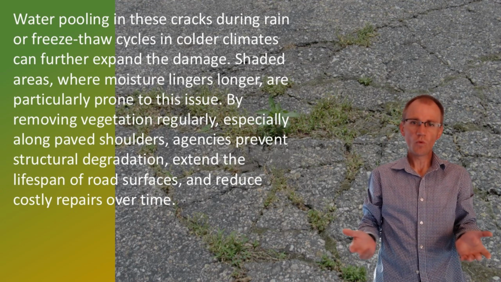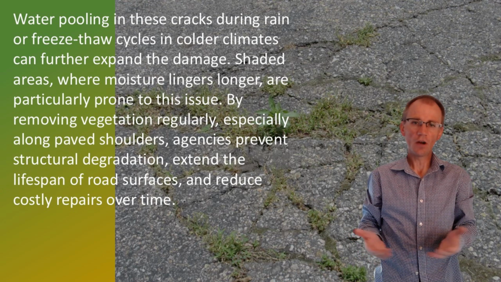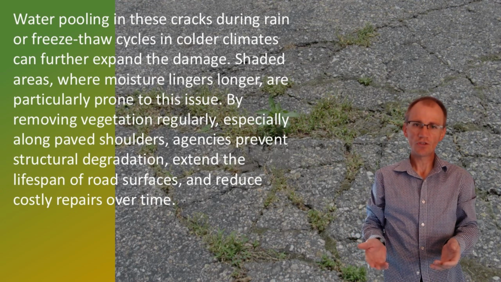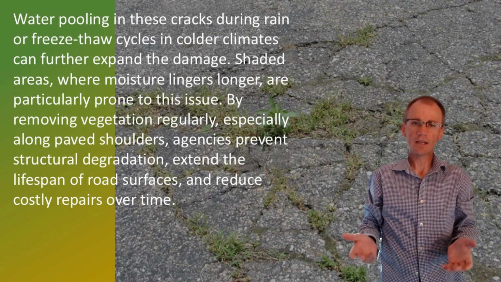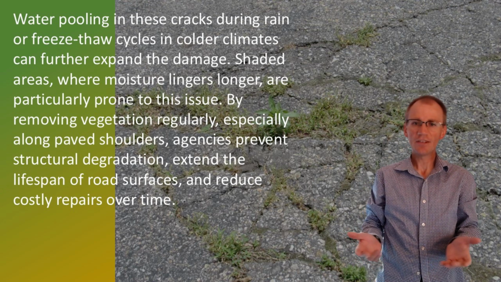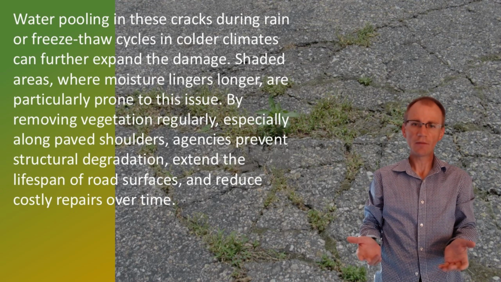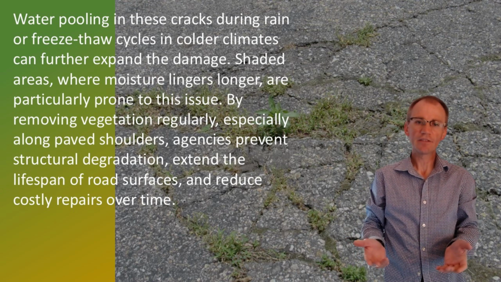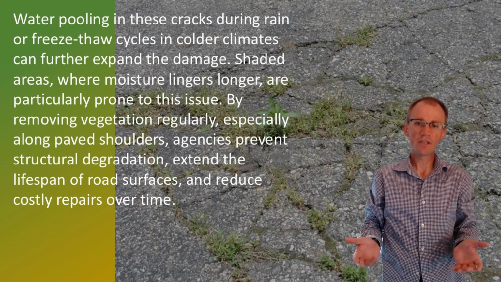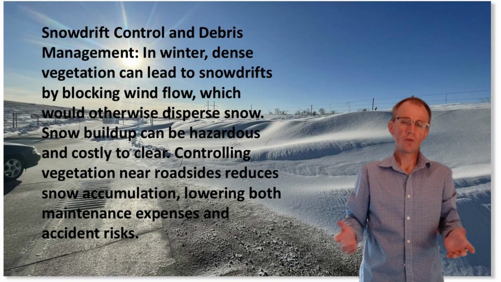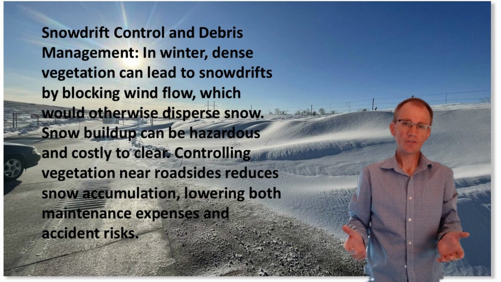Shaded areas where moisture lingers longer are particularly prone to this issue. By removing vegetation regularly, especially along paved shoulders, agencies prevent structural degradation, extend the lifespan of road structures, and reduce costly repairs over time. Snowdrift control and debris management.